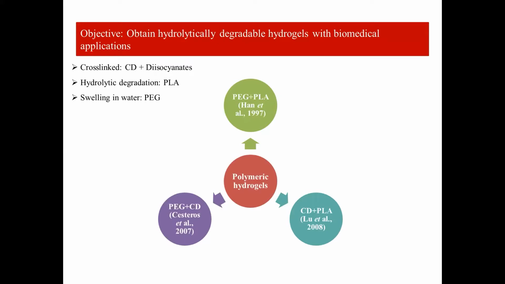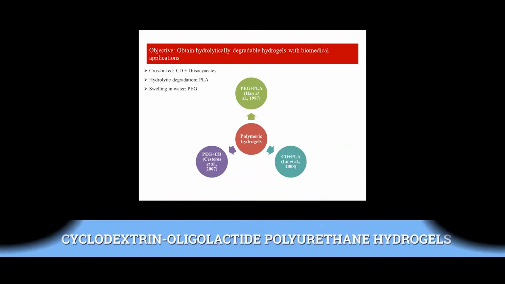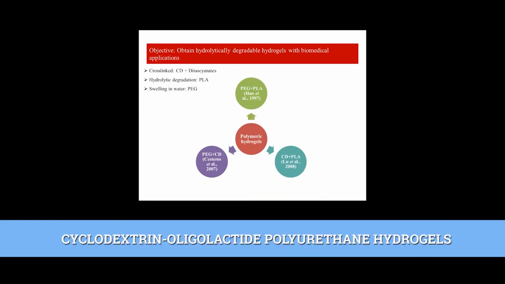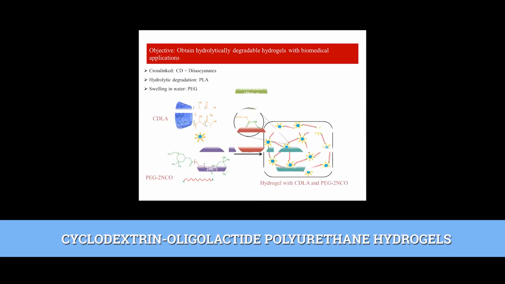Therefore, in order to homogenize the cross-linking reaction, we divided the synthesis process into several stages. First, the modification of cyclodextrin with lactide. Second, the modification of polyethylene glycol with isophorone diisocyanate. And last, the cross-linking reaction between the hydroxyl groups from the modified cyclodextrin and the isocyanate groups from the functionalized polyethylene glycol.